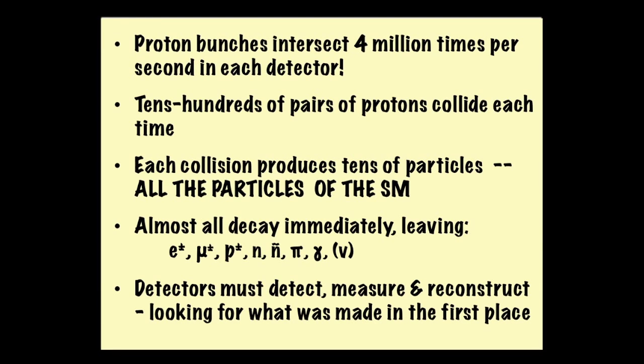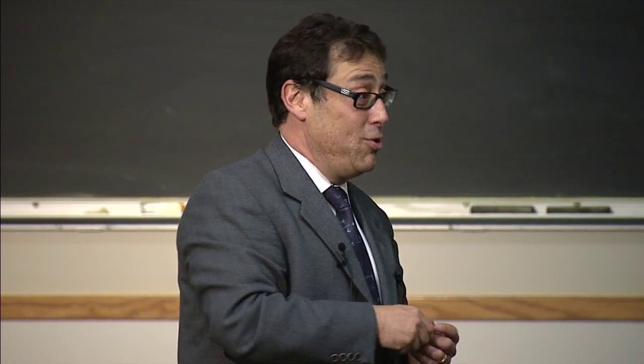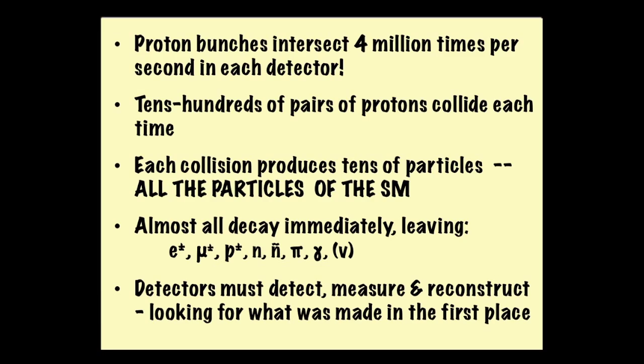And those particles come out, they're all sorts of particles of the Standard Model. They decay, however, into just a few: electrons and muons and protons and neutrons and antineutrons, these things called pions that have to do with the strong nuclear force, photons, neutrinos. And these detectors have to detect and measure and reconstruct and look for what was made in the first place, and they have to do all of that at this incredible rate because you have 4 million intersections every second. Okay?